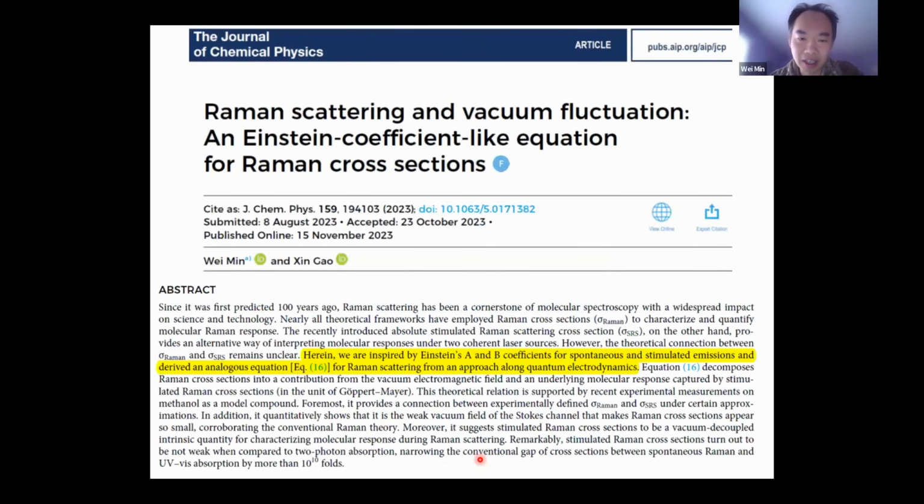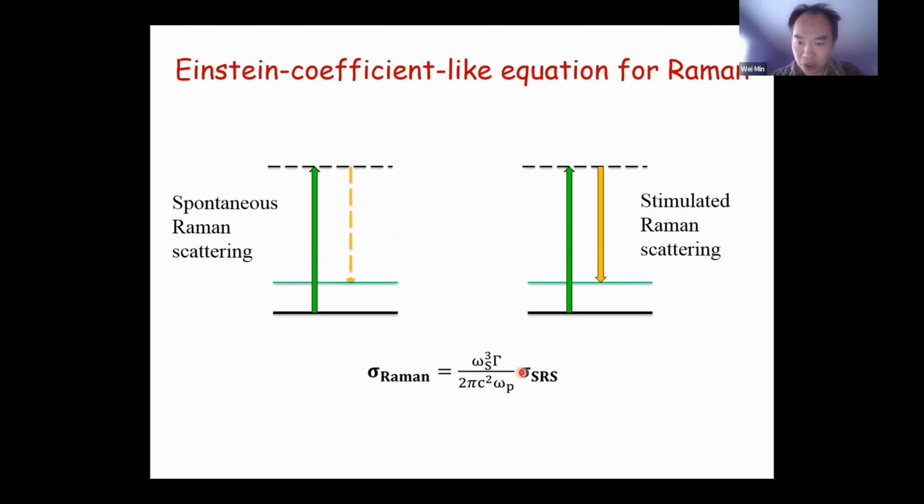And then I think earlier this month, so basically in November, we published a paper showing that you can actually derive an equation, just like the Einstein coefficient equation, to connect just two cross sections. So in the abstract, we say that we're inspired by the AB coefficients, but now we can derive an analogous equation for Raman cross section using an approach along the line of quantum electrodynamics. So I'm not going to show you the details, but just the result.